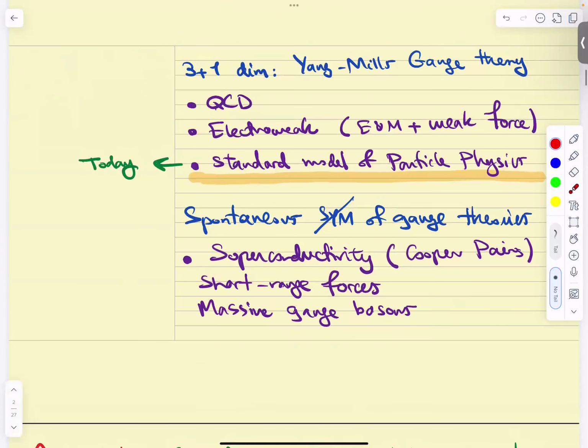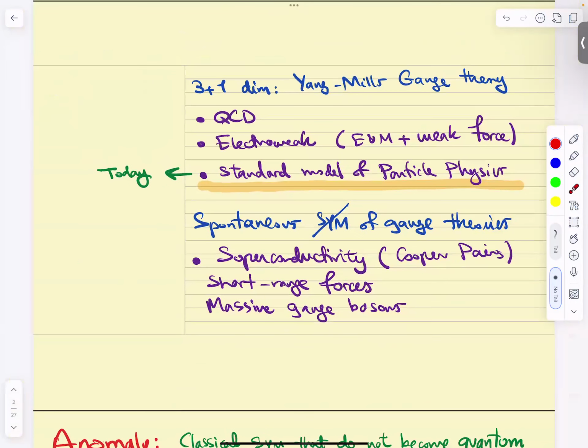But the main point for us was that we wanted a theory in 3+1 dimensions. And we saw that scalar field theory was not well-behaved. But the first example of a sensible 3+1 dimensional theory that we encountered was Yang-Mills non-abelian gauge theory. An example would be QCD. We calculated the beta function.